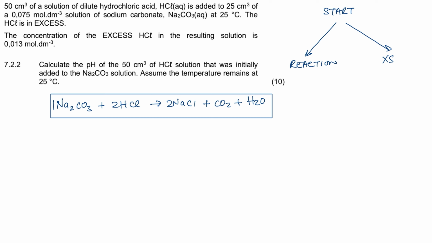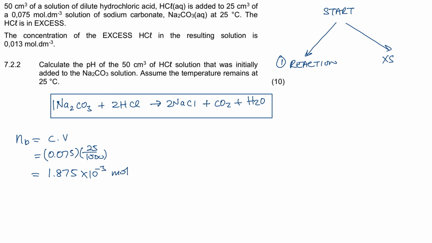So the first thing we'll do is focus on how much was used in the reaction. To do that, we'll start with our base. The number of moles of the base is going to equal the concentration times the volume. Concentration was 0.075. The volume was 25 over 1,000. And that's going to give us 1.875 × 10⁻³ moles.